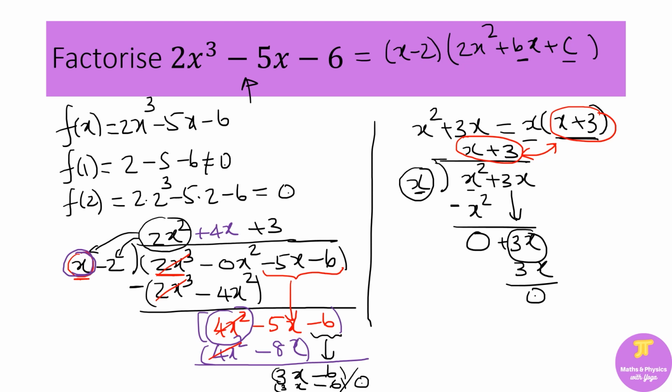So the final conclusion is that when you divide this cubic function by x minus 2, the quotient is 2x squared plus 4x plus 3. So we found the answer for b: b is equal to 4, and c is equal to 3. And whatever you have here is the answer, and that's equal to this one.